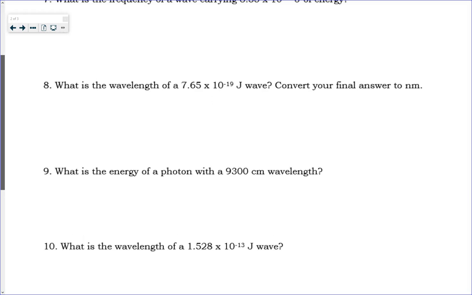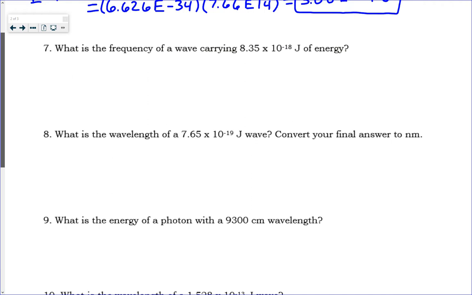Problem number 7 is next. 7 says, what is the frequency? So again, we're talking about frequency and energy, right? What is the frequency of a wave carrying 8.35 times 10 to the negative 18th joules of energy? So we're going to write out the same equation. Energy equals h nu.